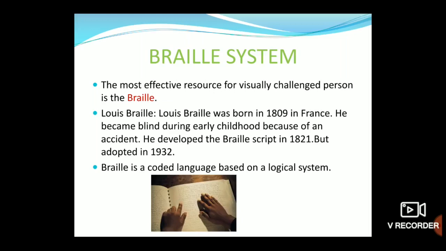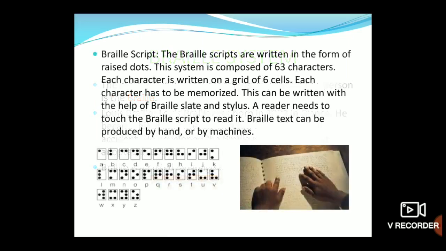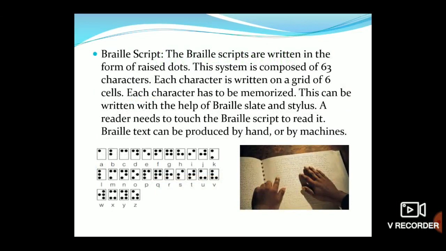This system has a coded language based on a logical system. There are codes for common languages as well as for mathematical and scientific notations. Many languages can be read by this system. The Braille system has 63 dot patterns or characters. Each character is written on a grid of 6 cells. These patterns, when embossed on Braille sheets, help a visually challenged person to recognize words by touching. Each character has to be memorized.